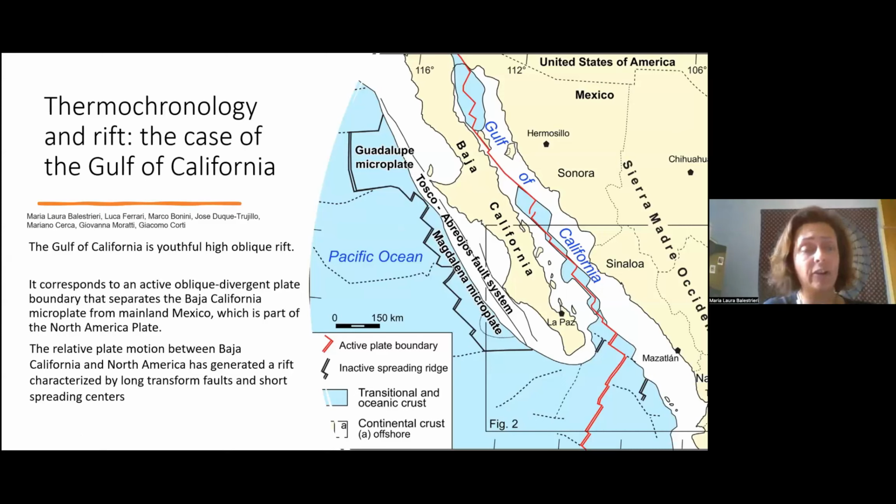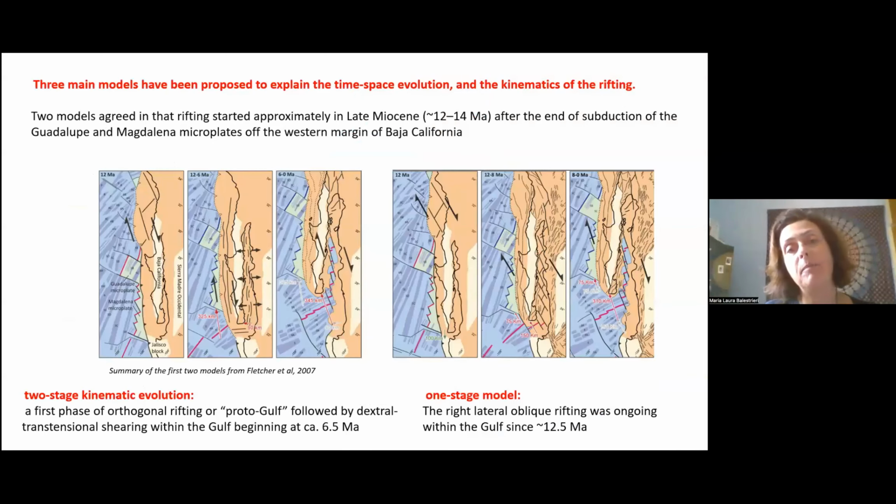The Gulf of California is a youthful high oblique rift, and it represents the boundary between the Baja California microplate and mainland Mexico, which belongs to the North American plate. Due to the high obliquity, the rifting is characterized by long segments of transform faults interrupted by short spreading centers. To explain the time-space evolution of the rifting, three main models have been proposed in the literature.